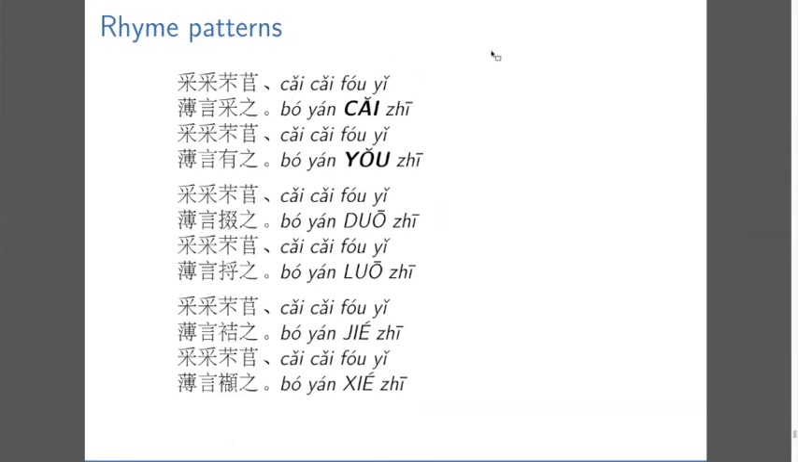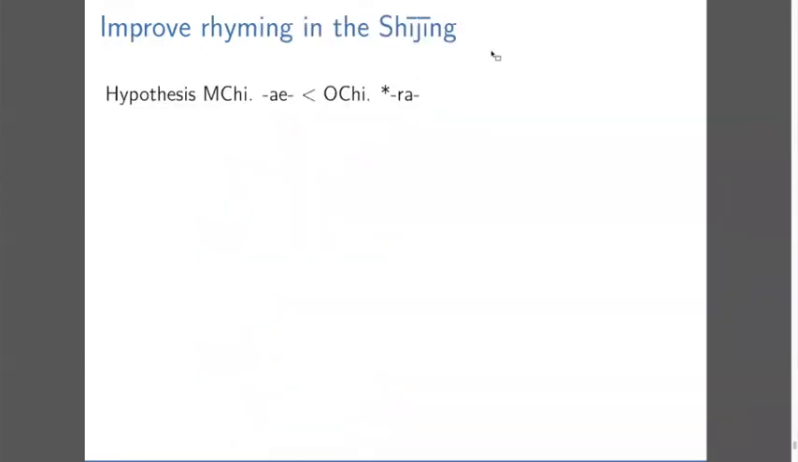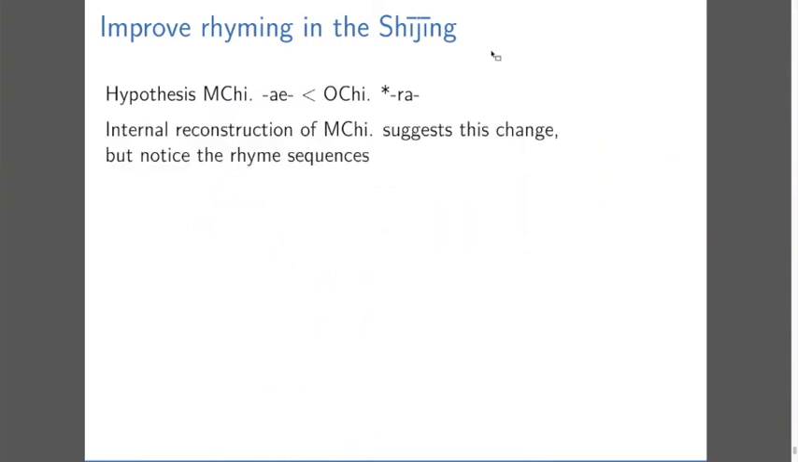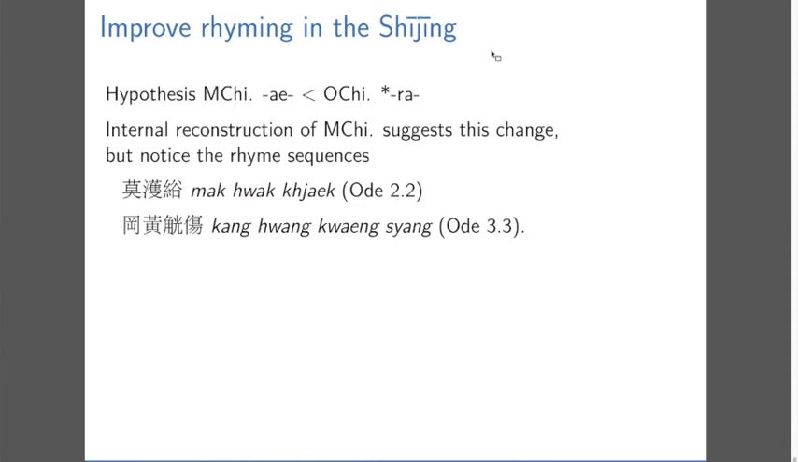And I'm going to just give one example, although it's not from that poem, which is there's this idea that the vowel a as opposed to a in Middle Chinese comes from ra in Old Chinese. And if you look at some rhymes, you get mak, huak, and hiak rhyming. So if you change the hiak into krak, it would rhyme better. And then similarly, in another ode, you get kang, huang, quang, xiang. So if this quang changed into quang or kruang, then it would rhyme better.